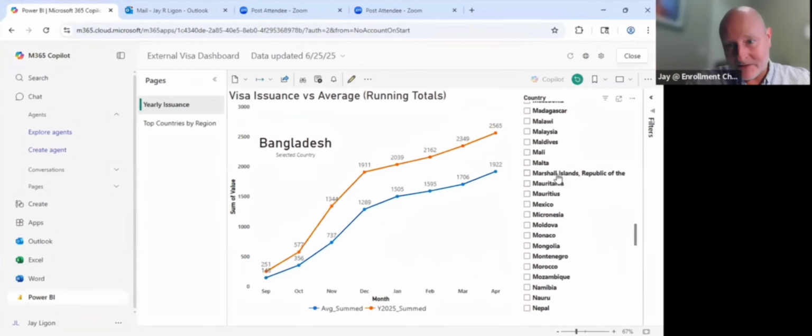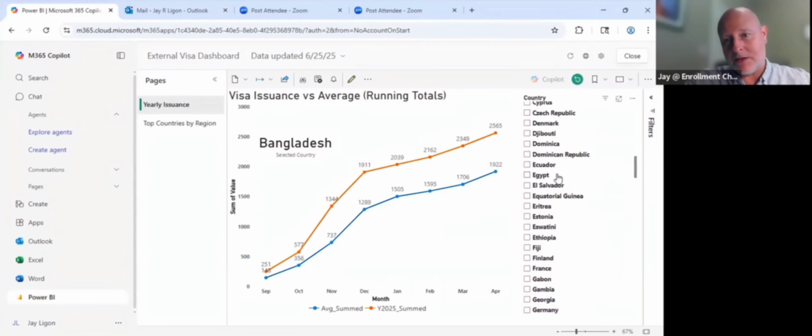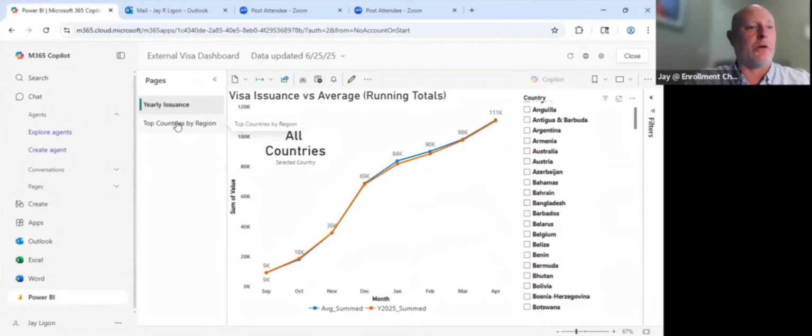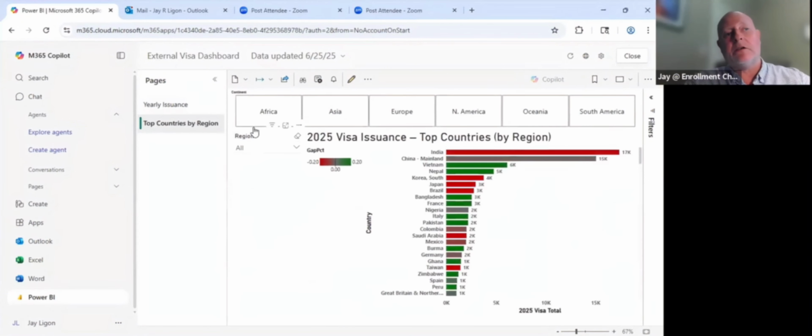But last night I was a busy bee, and I made another chart, which I think will be interesting for another reason. So this is the top countries by region. This is a top-down approach. We talk about top-down. We want to say, how are the continents looking? How do the regions look, right? And this chart has two things it's measuring. One, the length of the bar is showing the volume of visas issued.